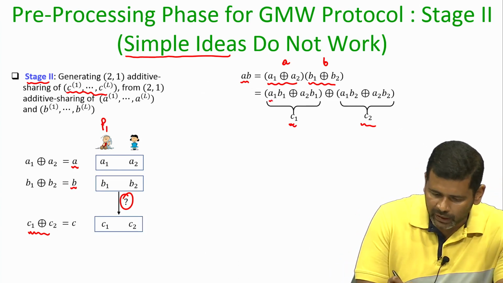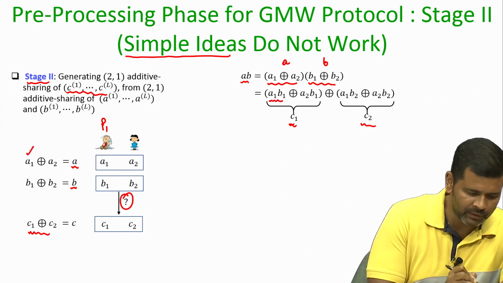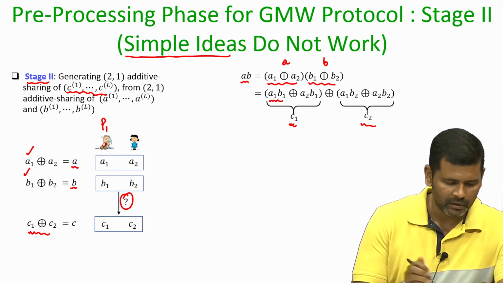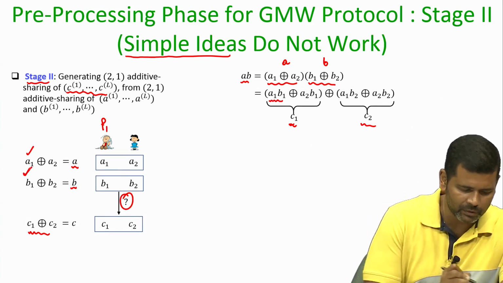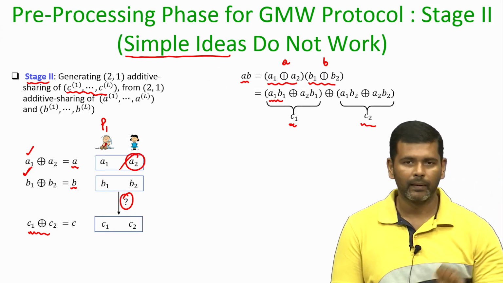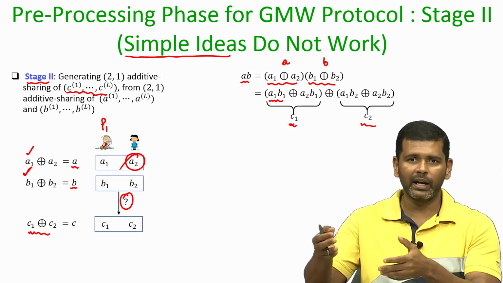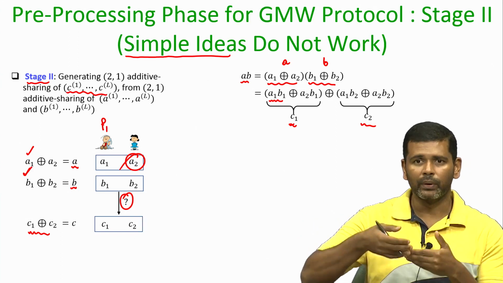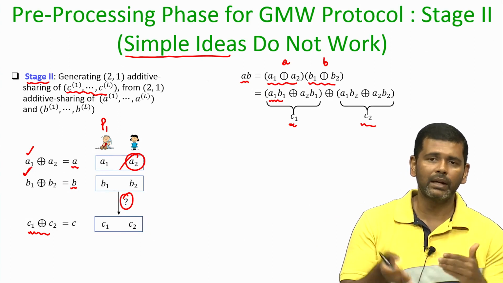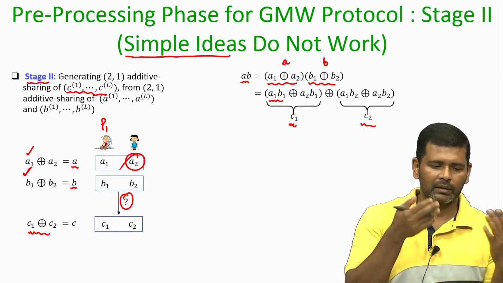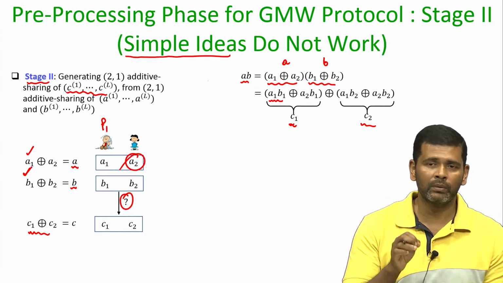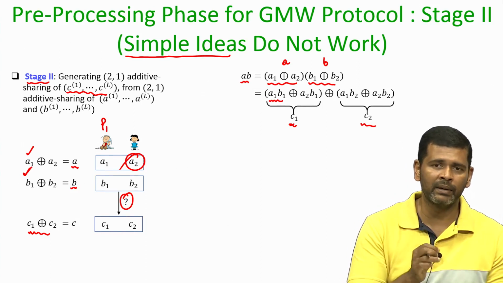Well, it can compute A1 times B1 because it has both A1 and B1, but it cannot compute A2 times B1, because even though B1 is with the first party, A2 is available with the second party, and we cannot afford to ask the second party to give A2 in clear to the first party. If A2 is given in clear to the first party, then A2 along with A1 gives the value of A to P1, and that breaches the security requirement. We do not want to reveal anything additional about the A and B values here.